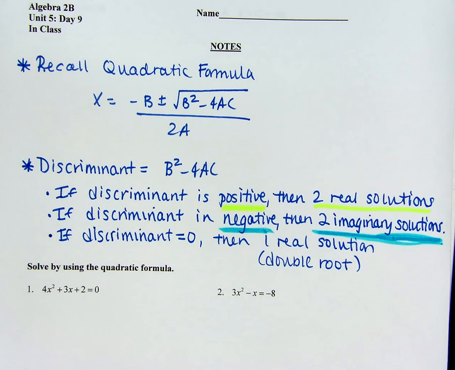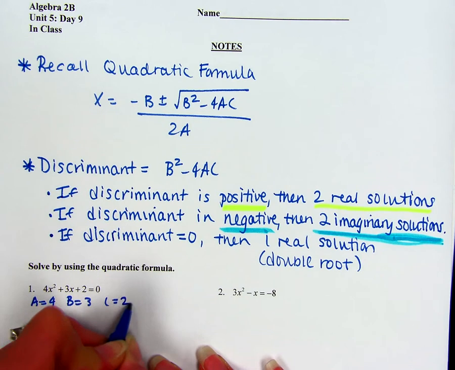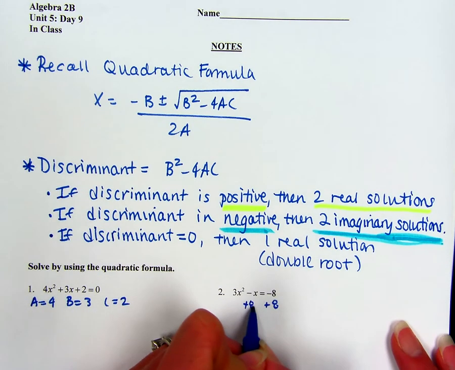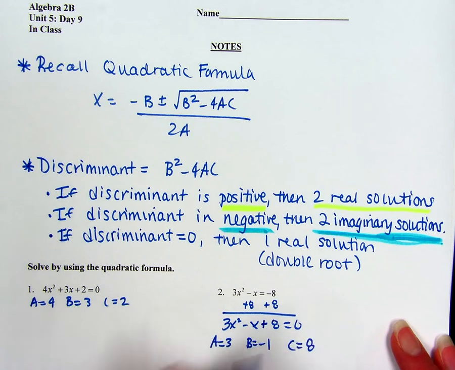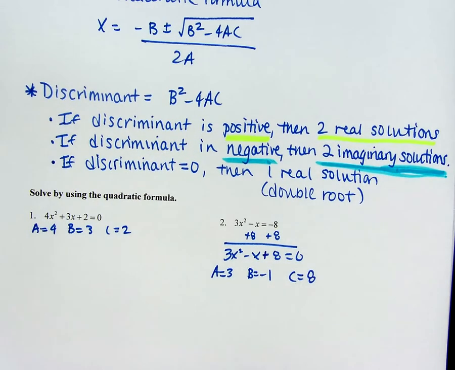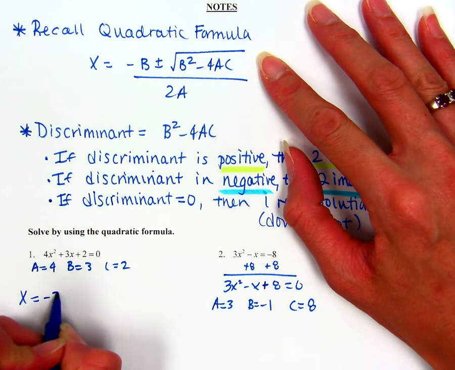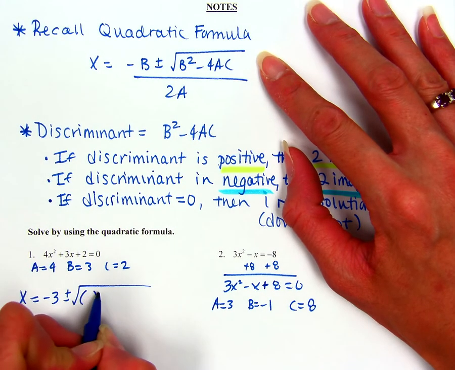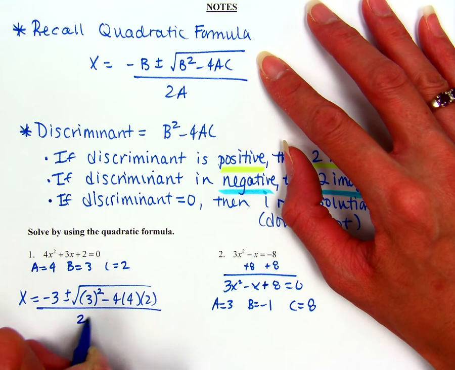All right, so we're going to solve just like we did yesterday. If it's already equal to 0, you label a, b, and c. If it's not equal to 0, you have to add or subtract to move everything to one side. So in this case, now we have a, b, and c. All right, so we're going to substitute in our quadratic formula, which is listed above. So it's x equals the opposite of b plus or minus the square root of b squared minus 4ac all over 2a.